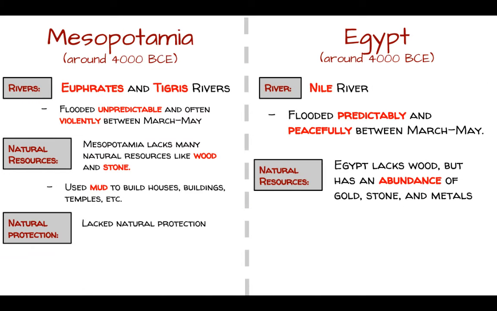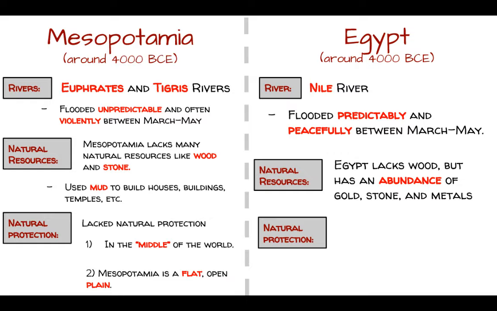Lastly, we talked about the natural protection of Mesopotamia, and we said that Mesopotamia lacked natural protection. It was in the middle of the known world for the time period, and it was located on a flat and open plain. Egypt, again, is kind of the opposite idea here. It's got some of the best natural protection of any ancient civilization.